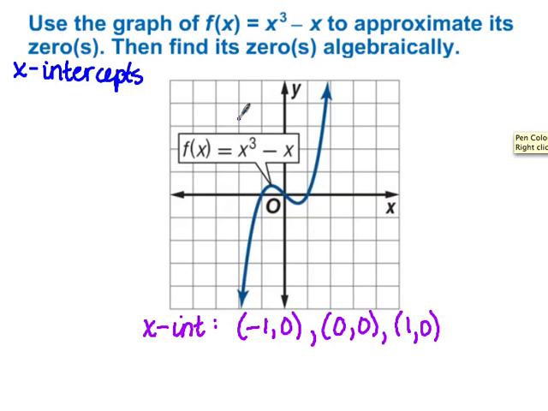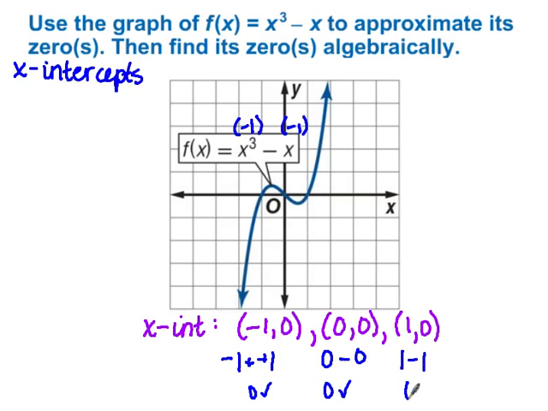So I'm going to plug in -1 right here. What is -1 cubed? Minus -1, which is 0. Check. So now I'm going to plug in 0. I get 0 minus 0, which is 0. Check. So now I get 1 cubed minus 1, which is 0. Check.